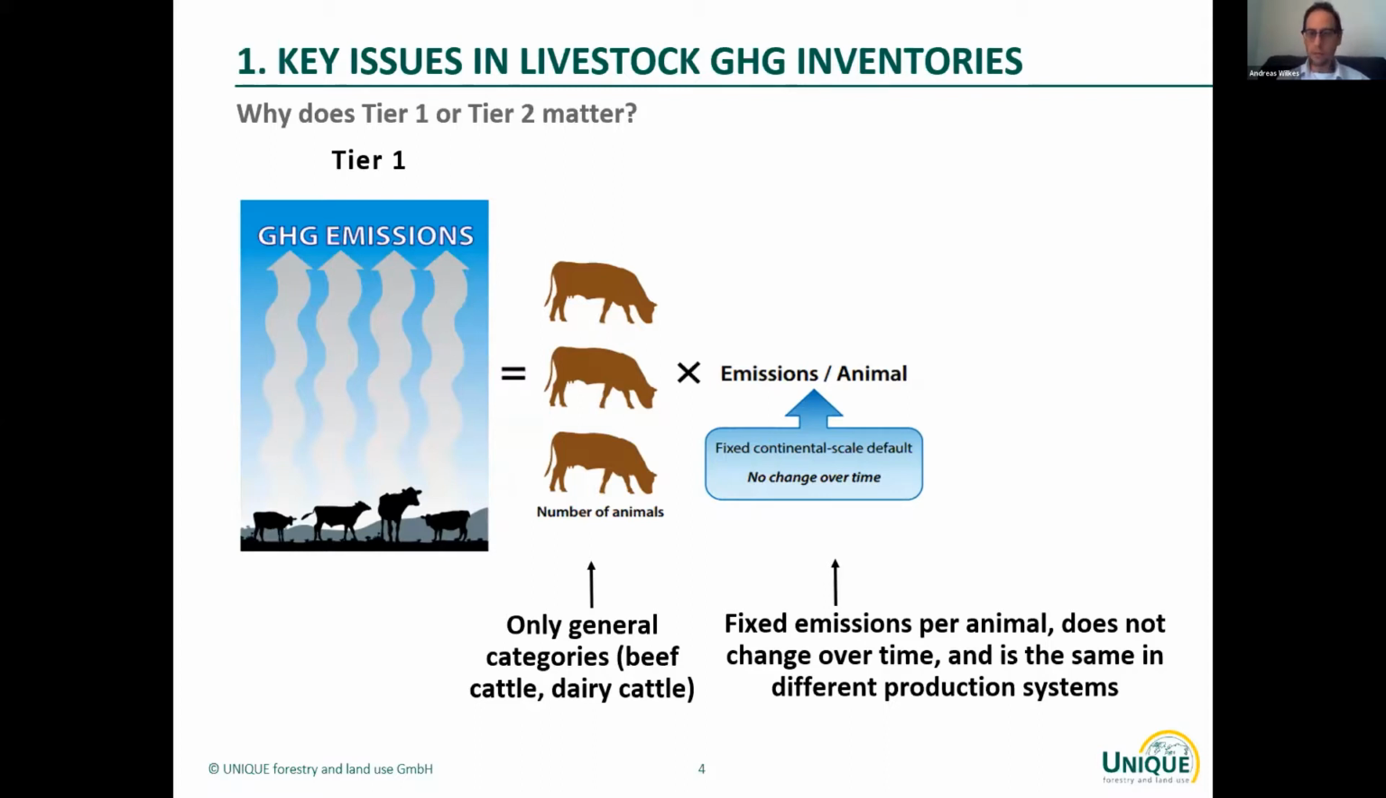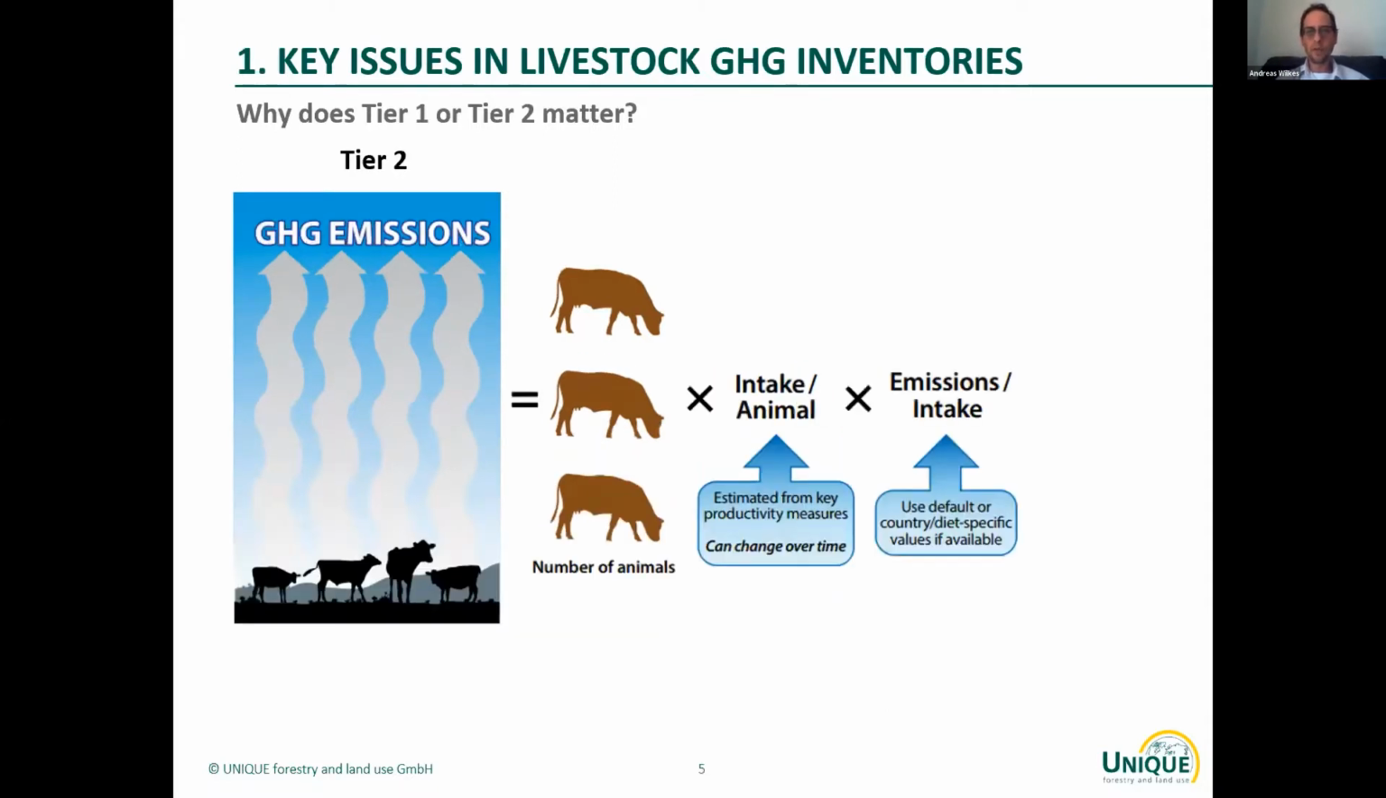So this is not a criticism of the IPCC approach. Compared to nothing, it's an excellent approach. The issue is, though, that if the emission factor doesn't change over time, then it can't reflect the change in productivity or the response in the sector to mitigation or livestock development policies. So that's where the Tier 2 approach comes in.